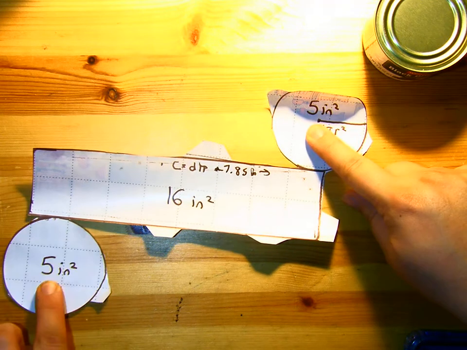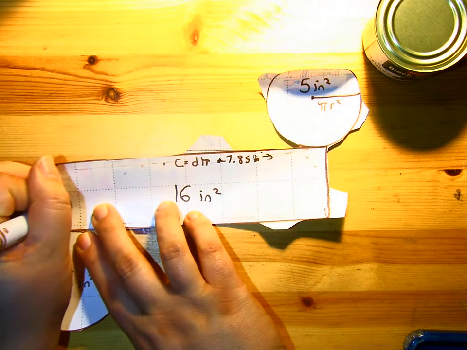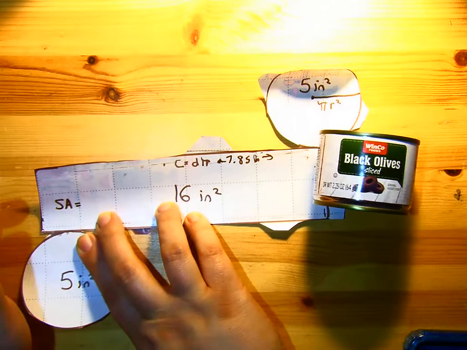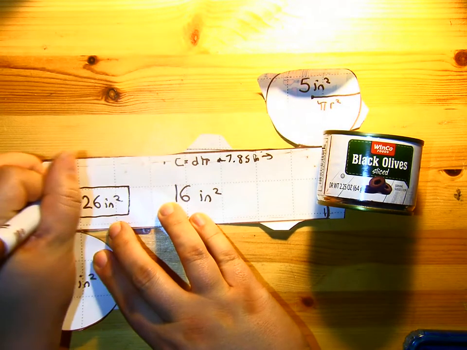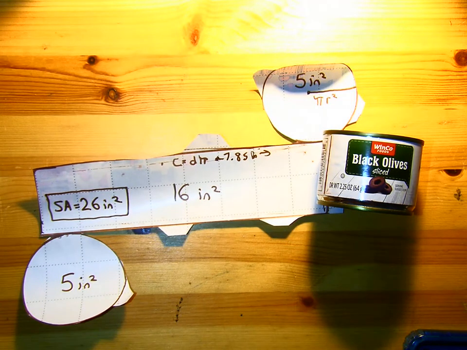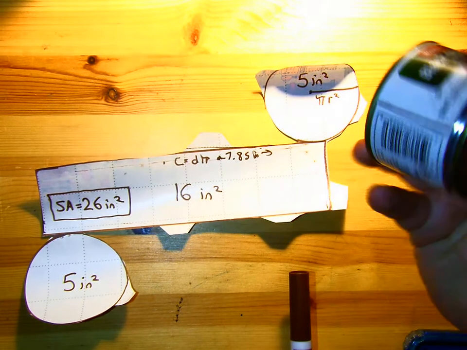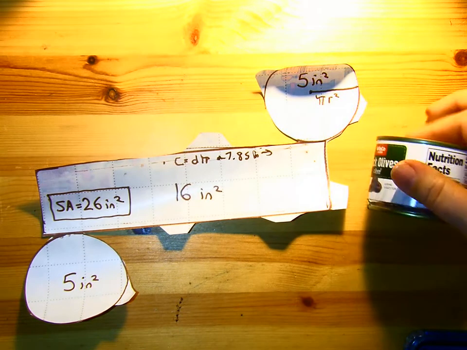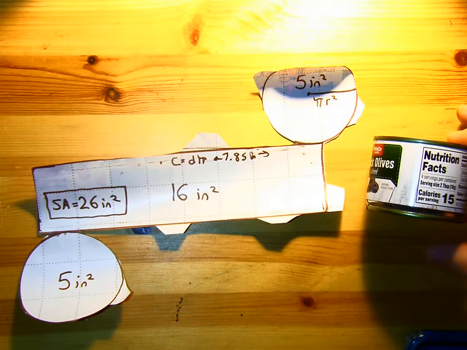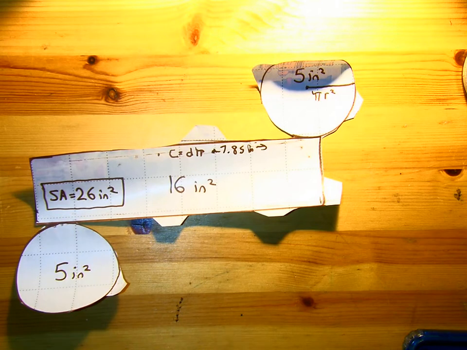So I have 5 plus 5 gives me 10 plus my 16. So that means my total surface area for my little can of black olives is going to be 26 inches squared. That is my surface area. That is the minimum amount of squared inches of wrapping paper needed in order to cover the entire surface of each one of these areas. So figure that on your own shape, and let's go ahead and assemble our little cylinder and see what it looks like. So go ahead, figure out your surface area on yours, and go ahead and put it together.